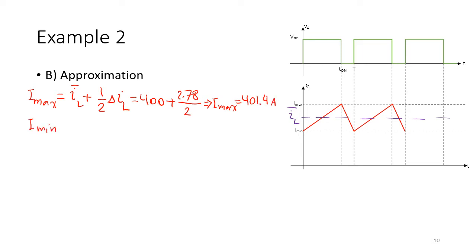What is Imin? Same thing but minus. It's the same thing. So Imin will be equal to 398.6 ampere.